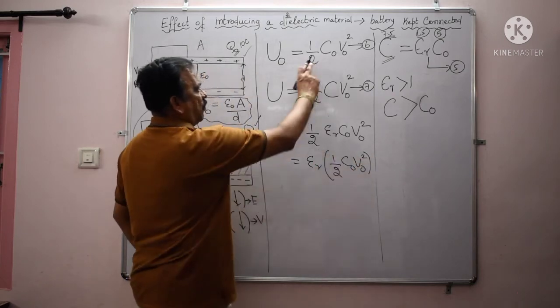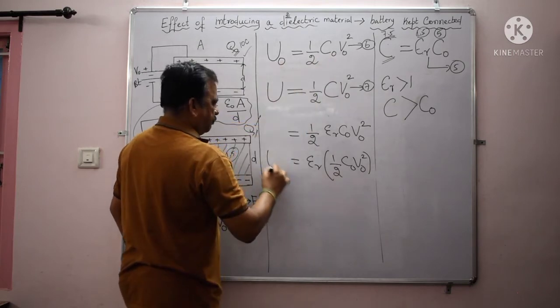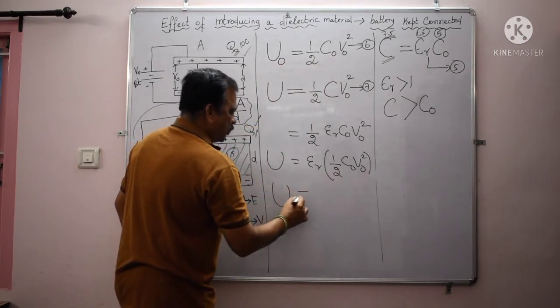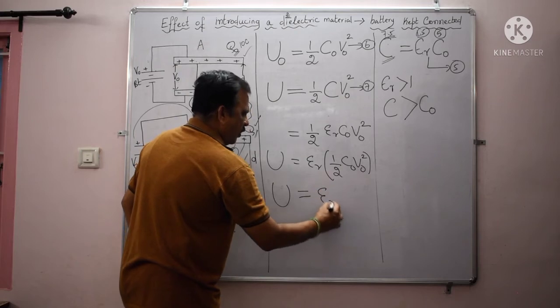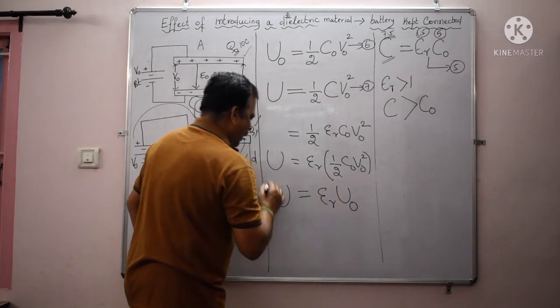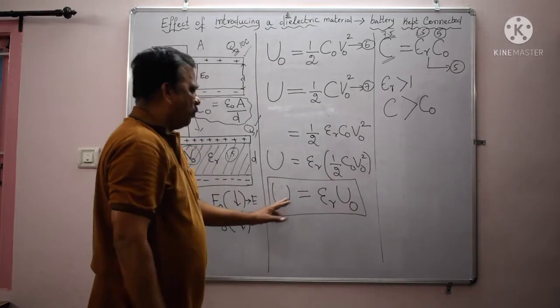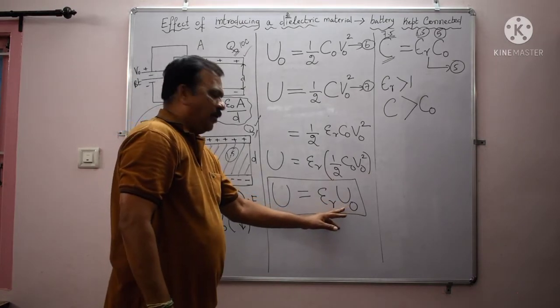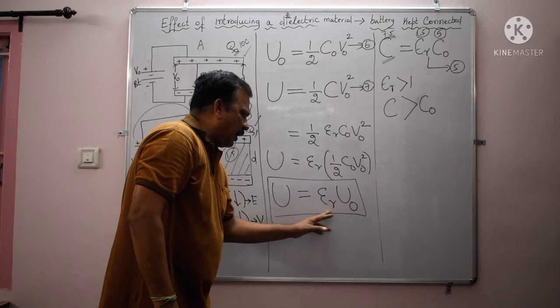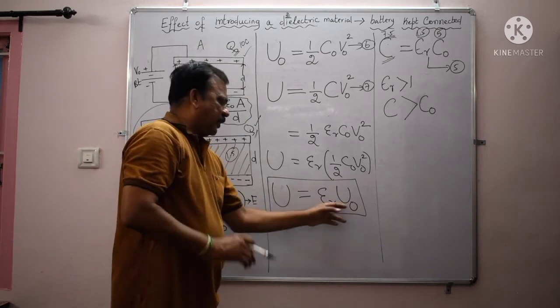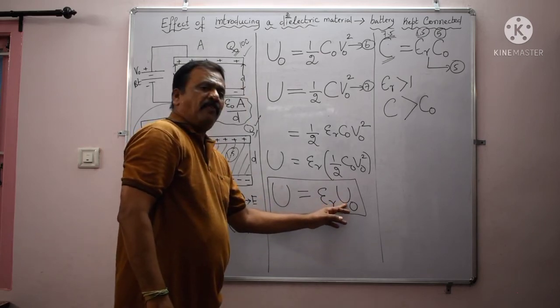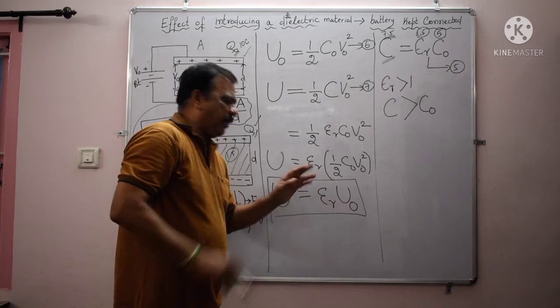Now what is half C0 V0 square? It is nothing but the energy stored before introducing dielectric. So what's your conclusion? The energy stored by the capacitor will increase by epsilon r times. If you look at this expression, the energy stored before introducing dielectric is multiplied by epsilon r.